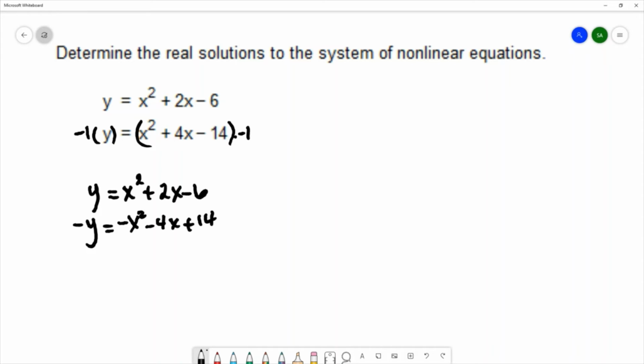So adding these together, I would get 0 on the left. Y minus y is 0. X squared minus x squared is 0. 2x minus 4x is negative 2x. And negative 6 plus 4 is 8.